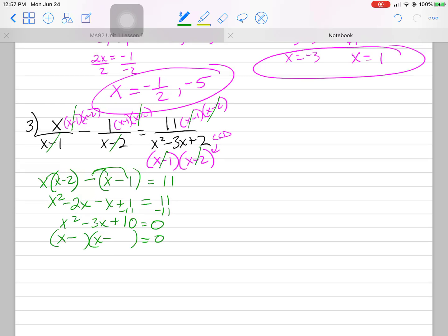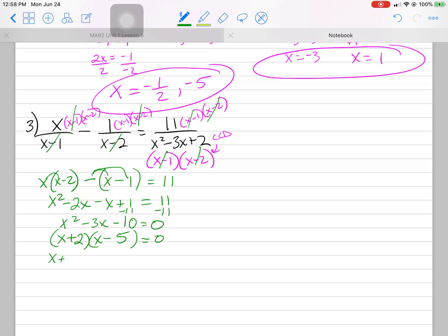And I'm checking my notes. Oh, you know what I didn't do? Hang on, right here. What is that supposed to be? That's supposed to be a negative, because that was a negative 11. So that's going to change that to a plus and a minus. As I said, it didn't look like it was going to be working out here. That way I can make the 5 negative and the 2 positive. That's how I'm going to get a -3.